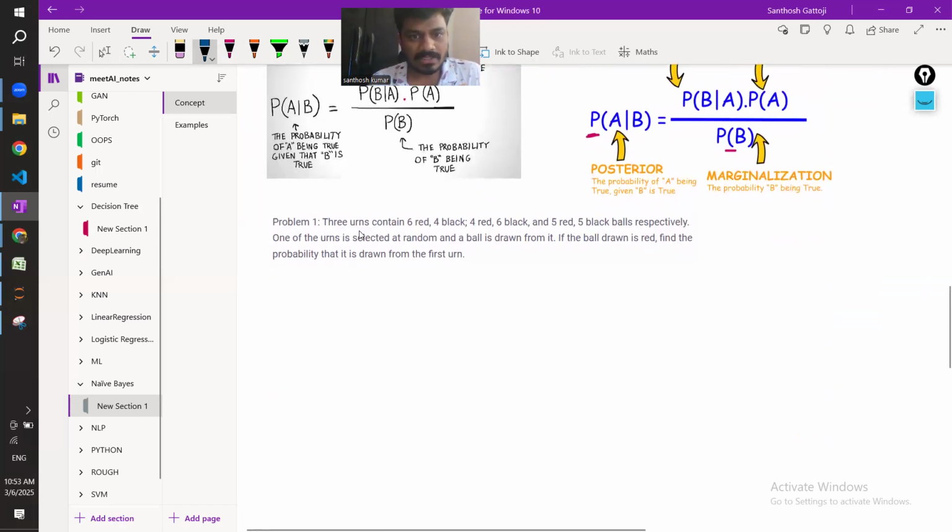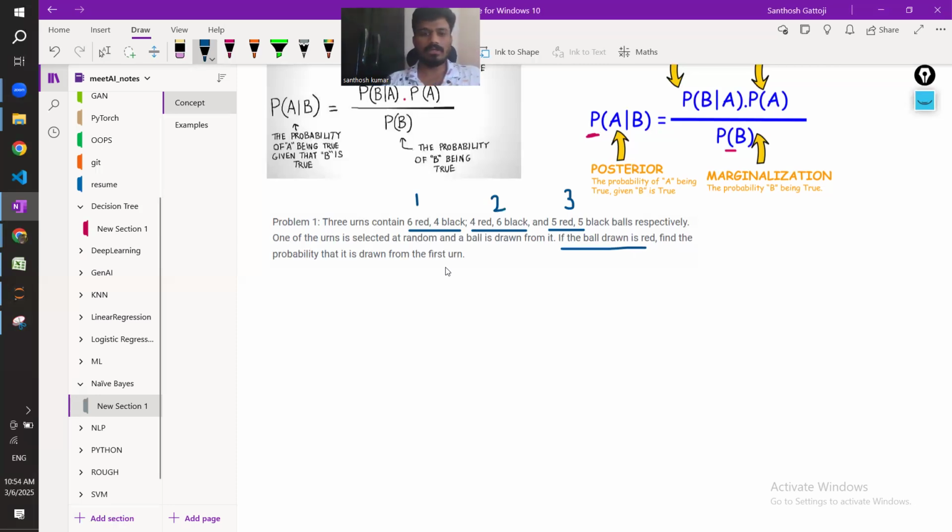Here it says there are three urns. Urns means vessels, boxes, anything. The first urn contains 6 red and 4 black balls, the second contains 4 red and 6 black, and the third contains 5 red and 5 black balls. This is the first box, this is the second box, this is the third box. One of the boxes is selected at random. I don't know which box he has selected, and one ball is also drawn from it. If that ball is red, find the probability that it is from the first box.